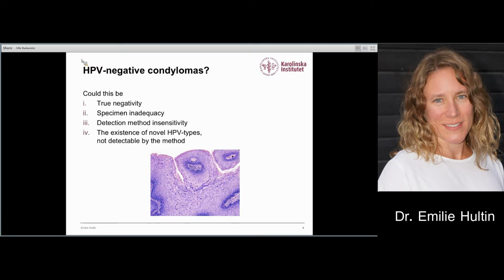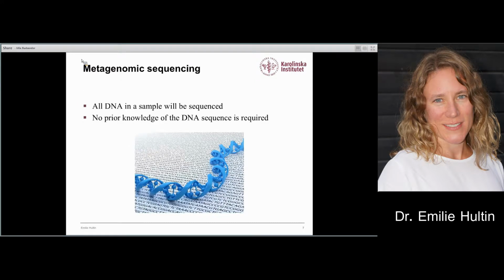So we wanted to test these HPV negative condylomas by metagenomic sequencing. In metagenomic sequencing, all the DNA in the sample will be sequenced, and we don't need any prior knowledge of the DNA sequence, meaning that we don't need to design any primers that target specific sequences.